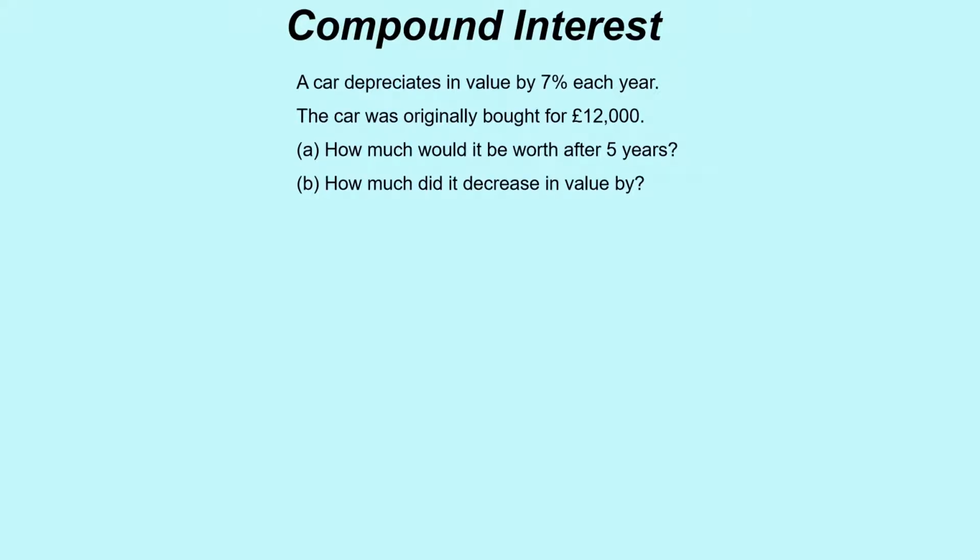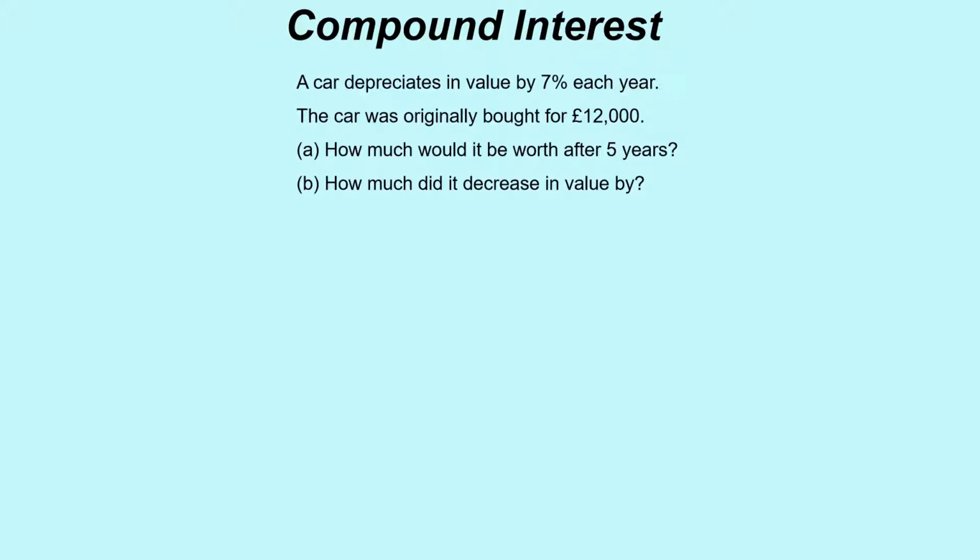Today we're going to look at compound interest. We've got a couple of examples to work through, and I'm going to show you the quick method for doing this. There are alternative methods, but this is the one that works best when you're in an exam and is probably easiest to remember. So, first example, we've got a car depreciating in value by 7% each year.